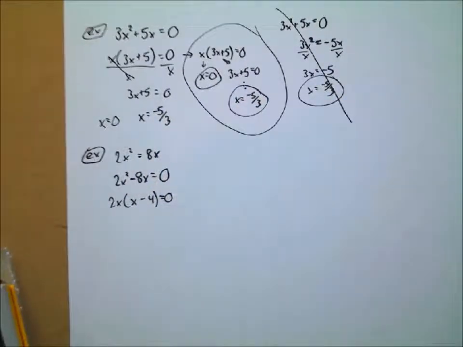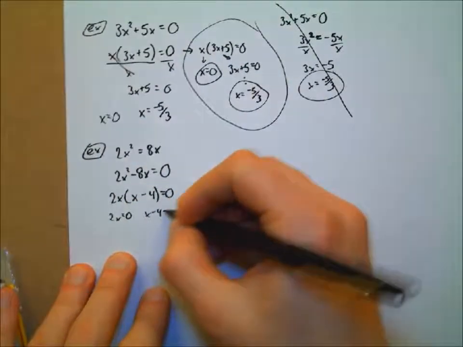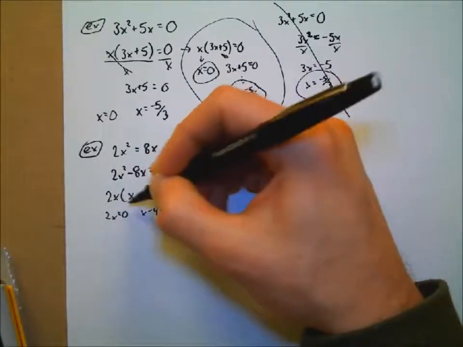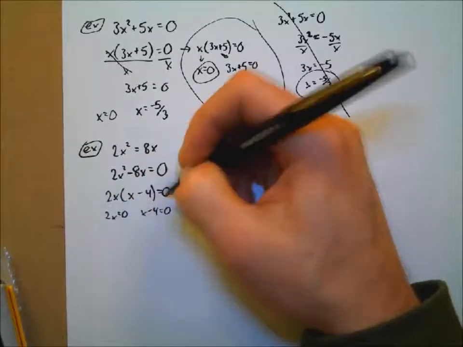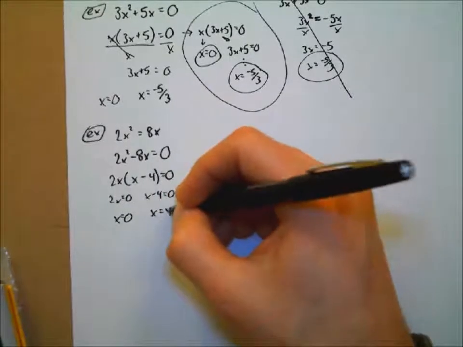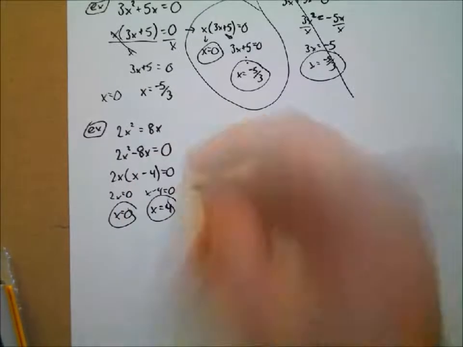And so then we get 2x equals 0 or x minus 4 equals 0. Again, two things multiplying here. The 2x is one of the things. The x minus 4 is the other thing. Both of them multiply to give us 0. One of those two things has to be 0. And so we'll set them both equal to 0 and say either x equals 0 or x equals 4 will result in a true statement there, in a true equation.